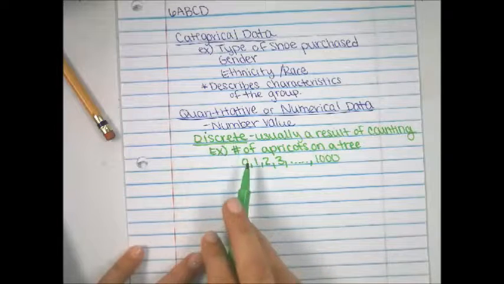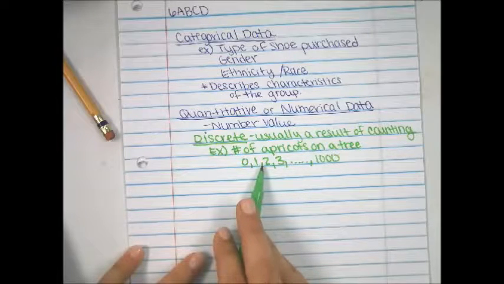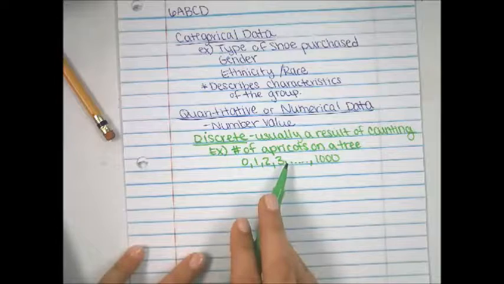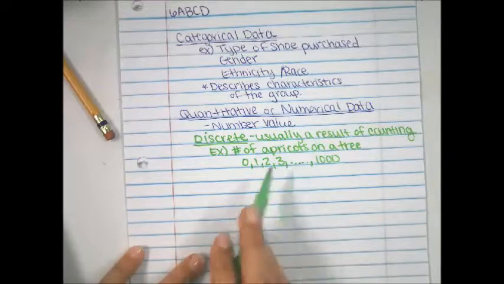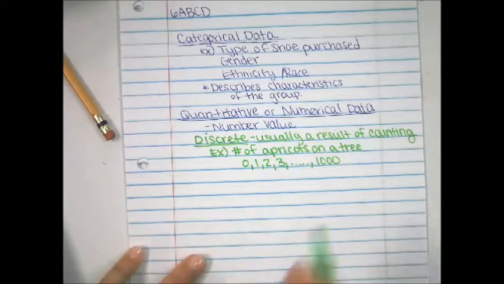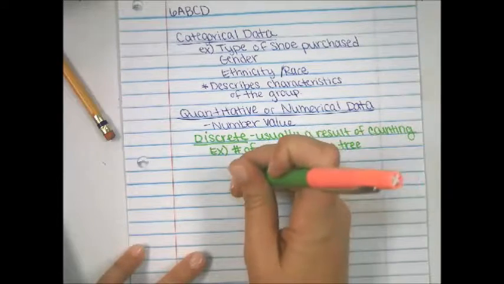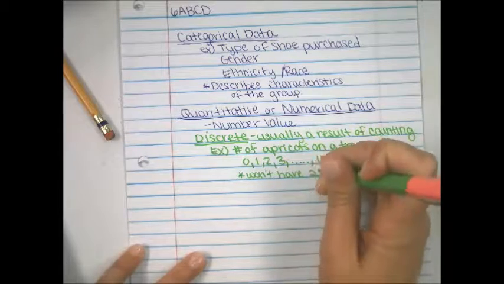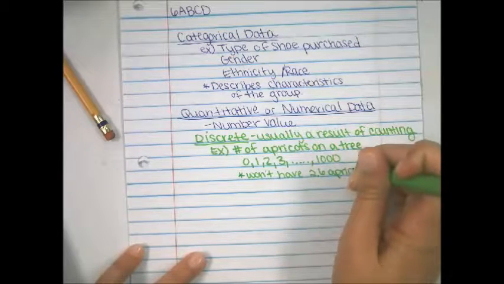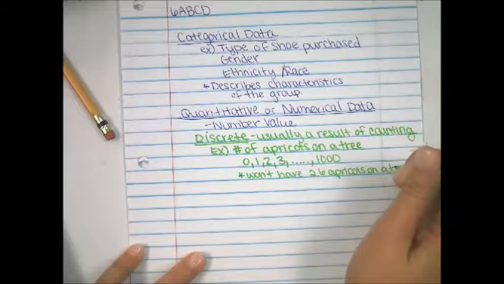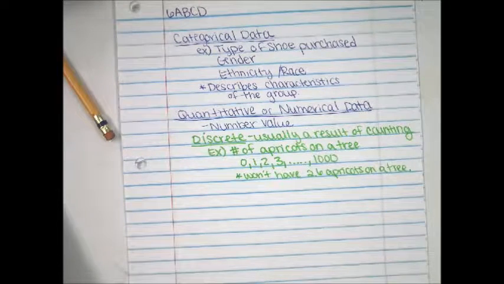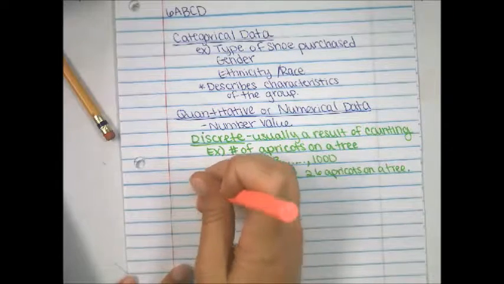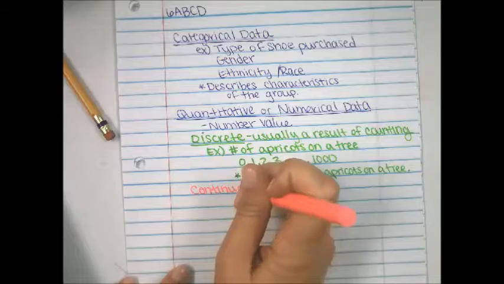But what fits here under discrete is that your trees are not going to produce 1.5 apricots. They're not going to produce 3.9 apricots. We're not going to have these in-between values. We can just count the number. We won't have 2.6 apricots on a tree. We're not going to have those decimal values. There's other types of data where we do have decimal values, and these are called continuous.